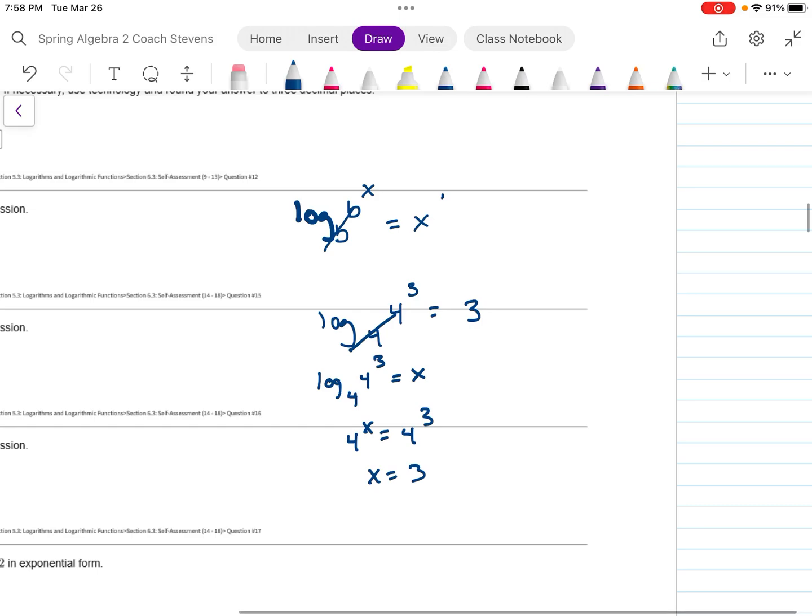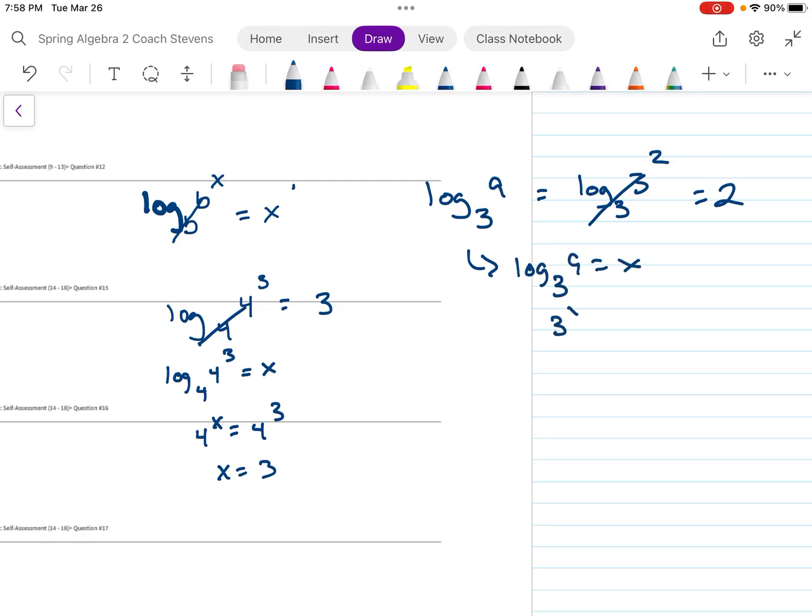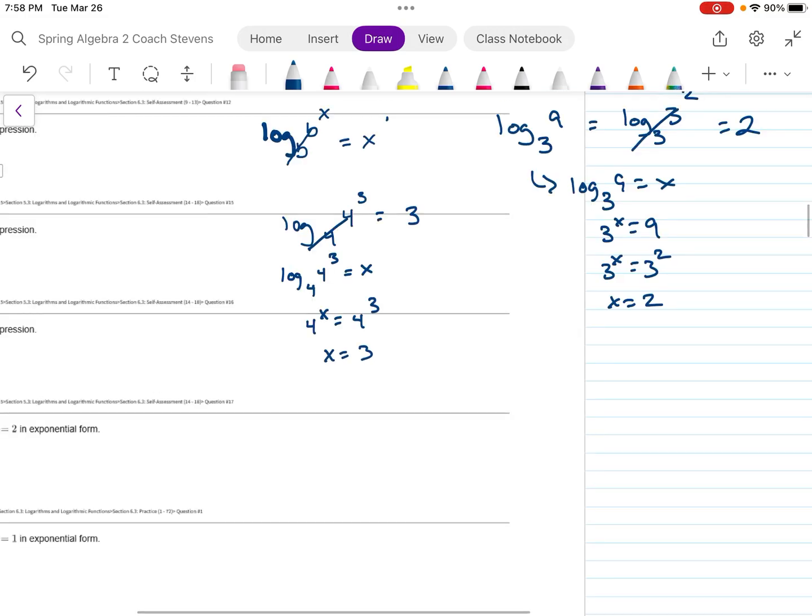So if I have problems that look like this, log base 3 of 9, well, I want to rewrite this as the log base 3 of 3 squared, and then technically that log base 3 and the 3 cancel, and my answer is 2. And again, we saw that when we rewrote it in exponent form. If this is log base 3 of 9 equals x, well, 3 to the x equals 9. Well, 9 is 3 squared, so x has to be equal to 2.